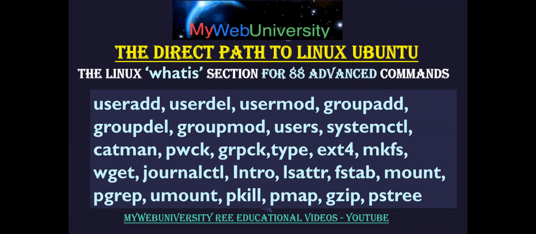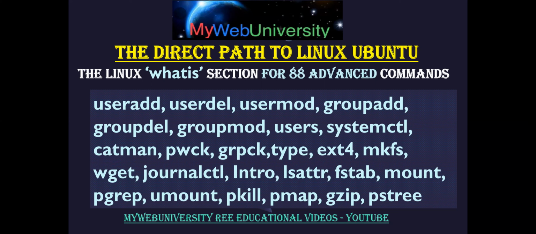And these are 88 commands, as we mentioned, and it's 3 pages of PDF documentation with each page having some of the commands. The first commands are useradd, userdel, usermod, groupadd, groupdel, groupmod, systemctl, catman, pwck, grpck, and ext4 file system. With ext4, obviously there's ext2 and ext3. mkfs is also for file systems.